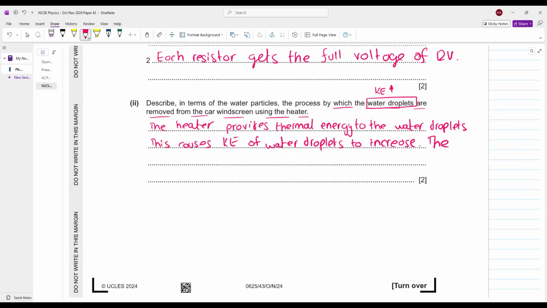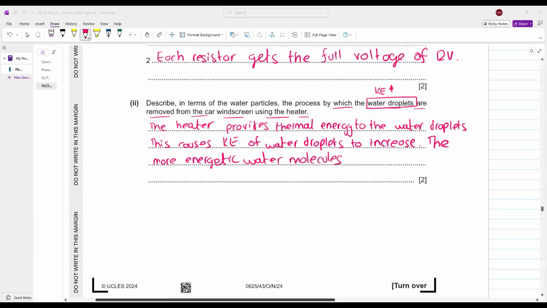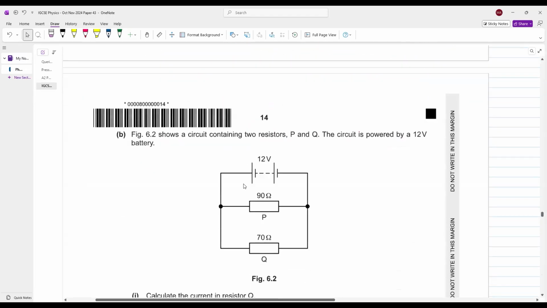The more energetic water molecules escape from the surface of the windscreen. Simple as that. This is how water is removed from the windscreen. Let's further move ahead. I think we are taking very long for this paper.